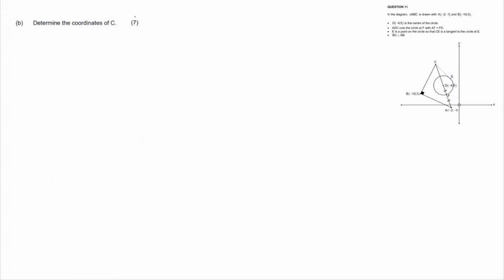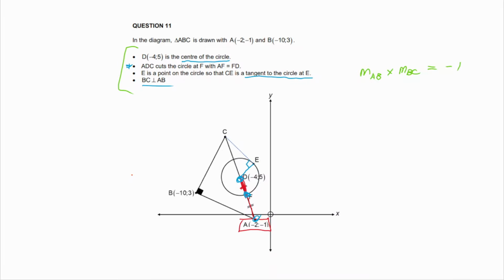Then we got a bit of a hefty question for 7 marks. Determine the coordinates of C. Let's go back to our big diagram. We need to ask ourselves 2 things: what do I need, and how do I find it? Obviously, I need the coordinates of C. But how do we find that?